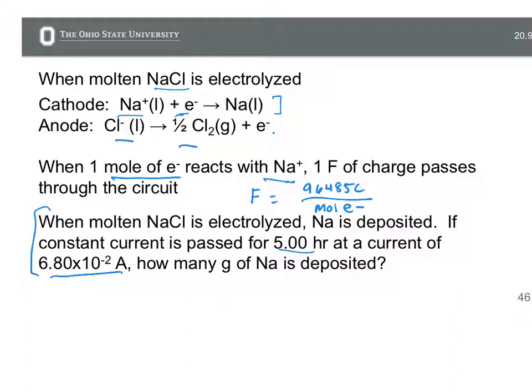So if you can keep track of your units, you should be able to solve these problems. Another bit of information that you'll want to know is that an ampere is equal to a coulomb per second, right?